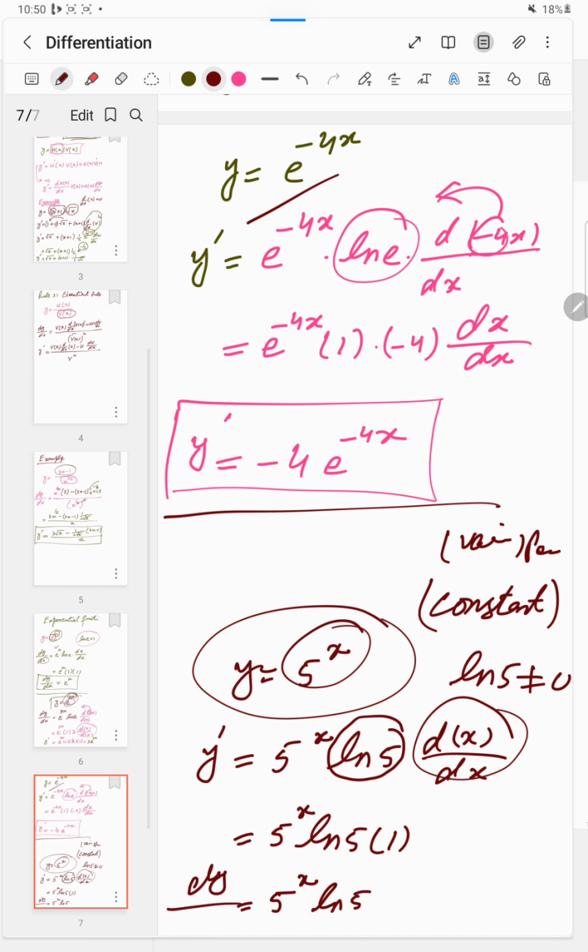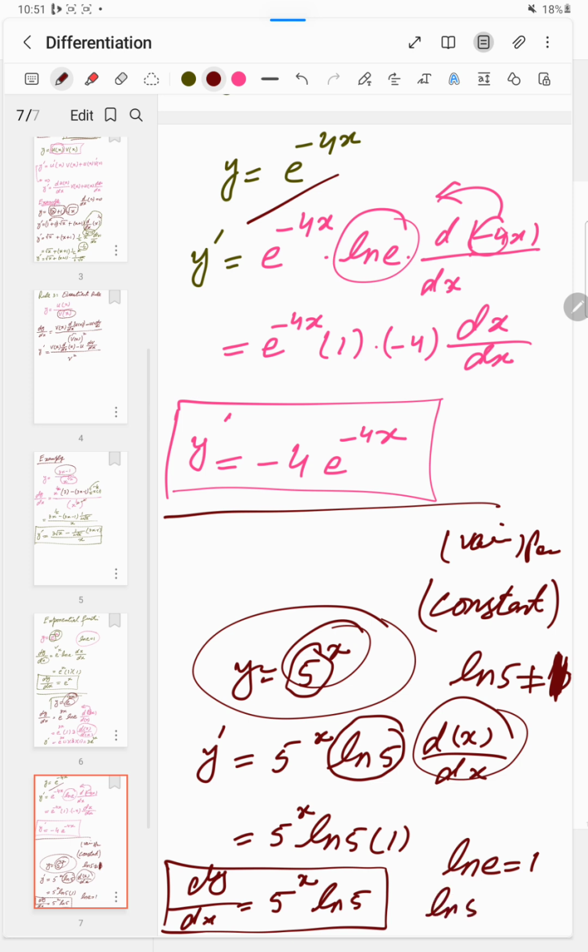This is the derivative of any exponential function in place of e. Log e is 1, but log 5 or log 3 is not equal to 1. Here the derivative of x is 1. Meaning to say that log e is equal to 1, but log 5 is not equal to 1. So we cannot write 1 here, so log 5 will be as it is.